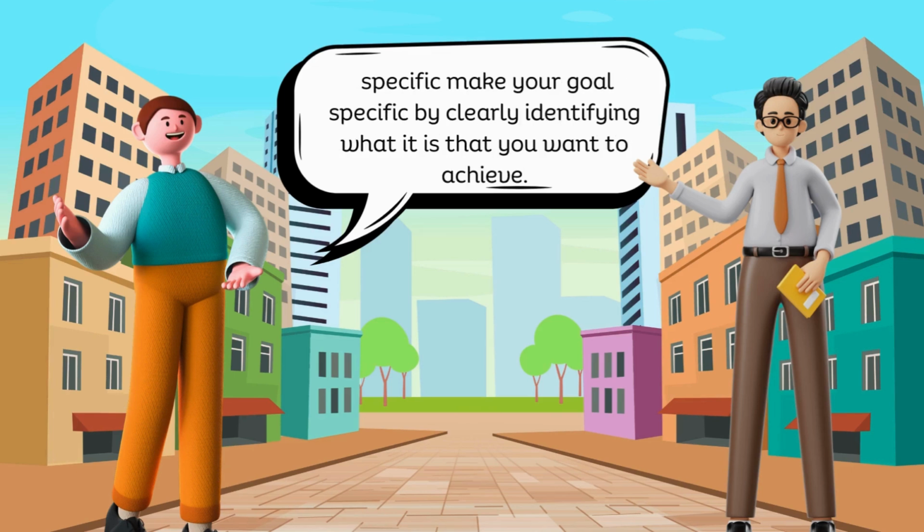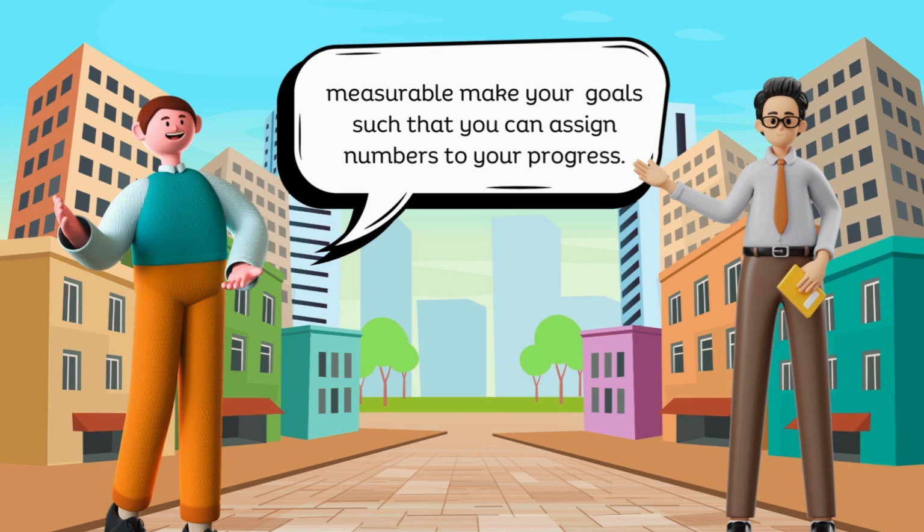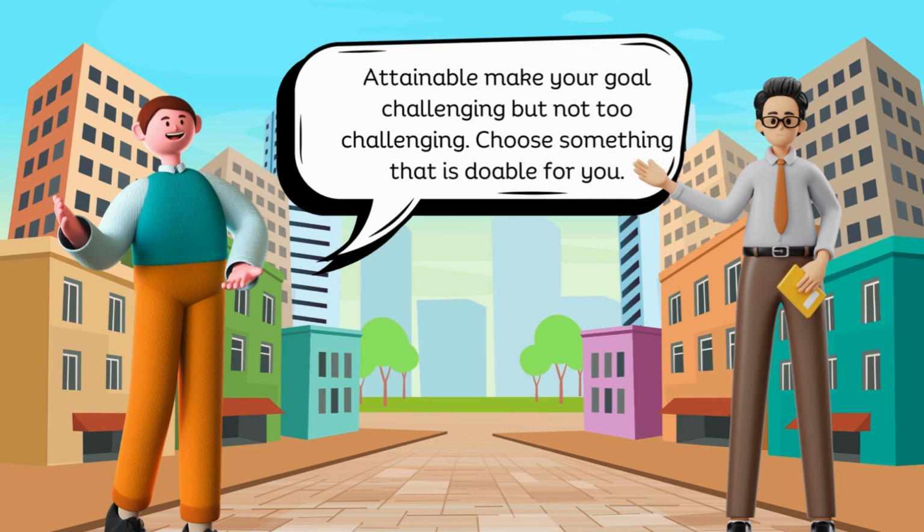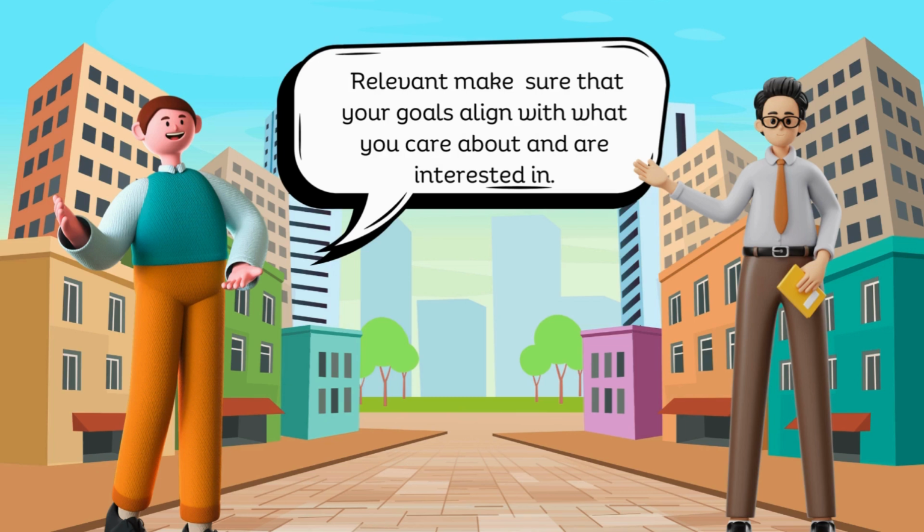Specific: make your goal specific by clearly identifying what it is that you want to achieve. Measurable: make your goals such that you can assign numbers to your progress. Attainable: make your goal challenging, but not too challenging. Choose something that is doable for you. Relevant: make sure that your goals align with what you care about and are interested in.